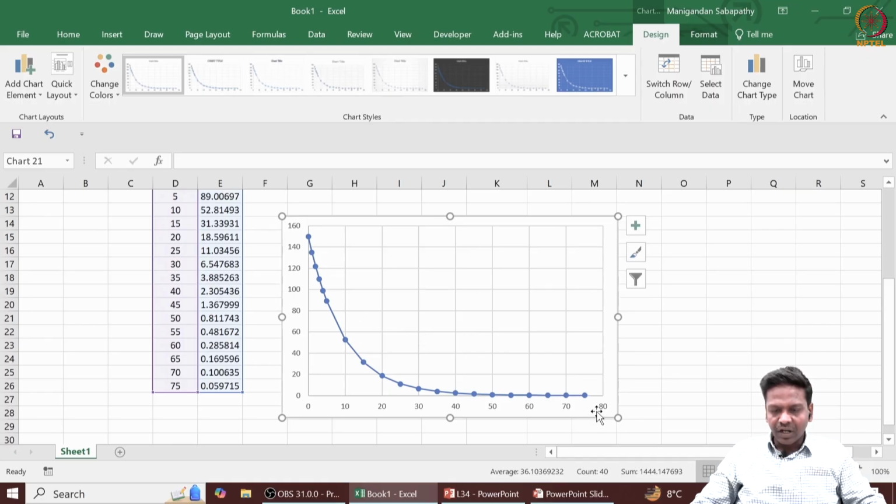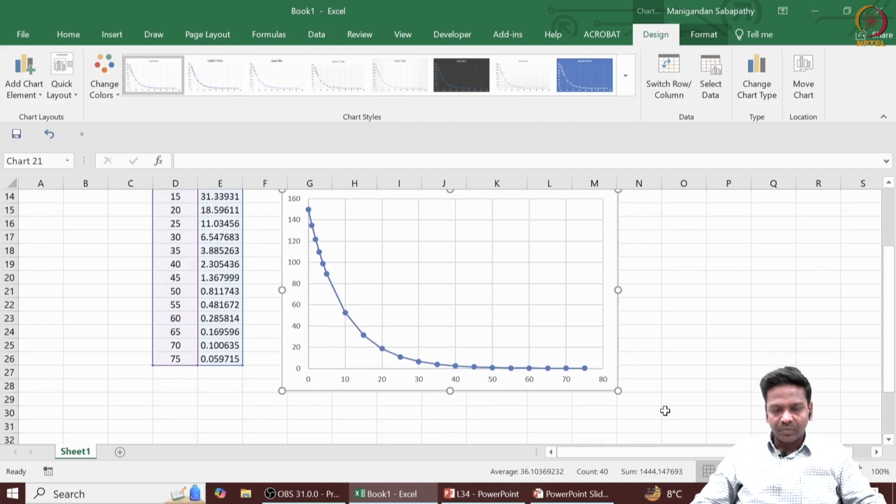After about 70 nanometer, the psi is almost 0, which means that it is far away from the surface, right? Since it is far away from the surface, it is approaching the bulk concentration. So that is exactly what we can understand from this.